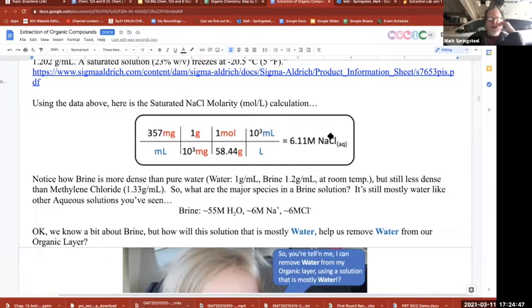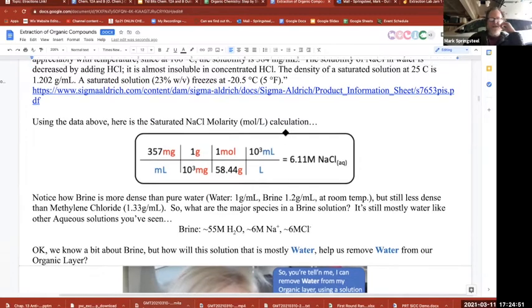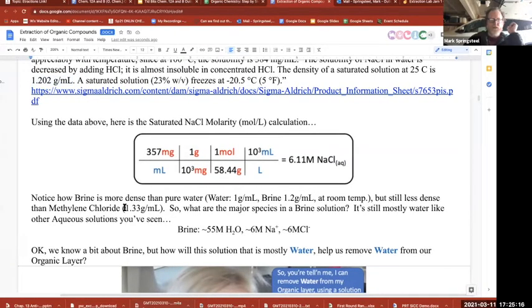And so you'll notice that the brine solution, when you have all that sodium chloride dissolved in the water, is more dense than normal water. But is it going to be more dense than methylene chloride? No, because methylene chloride is still more dense, 1.23 grams per milliliter. Maybe that'll be question 3.